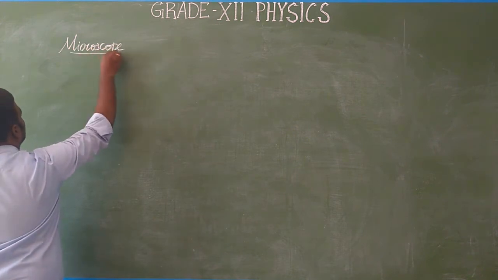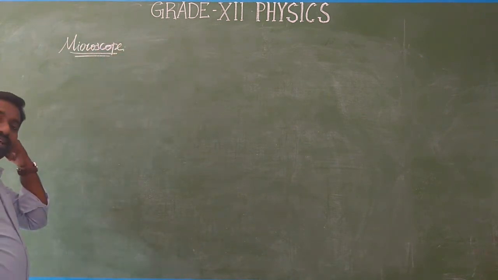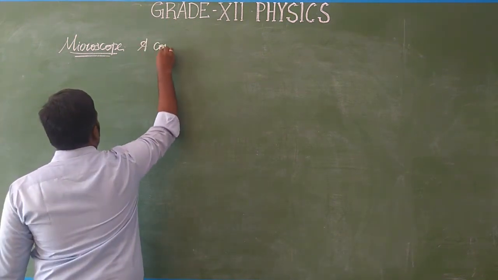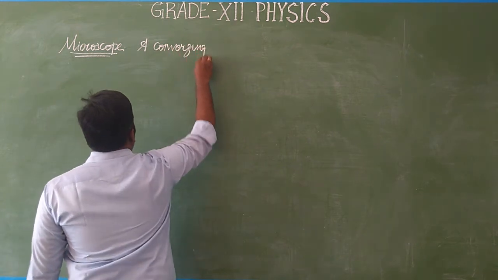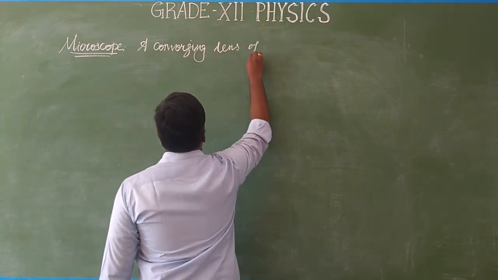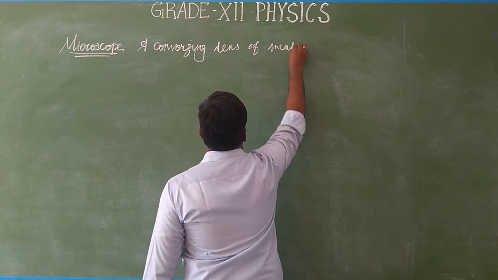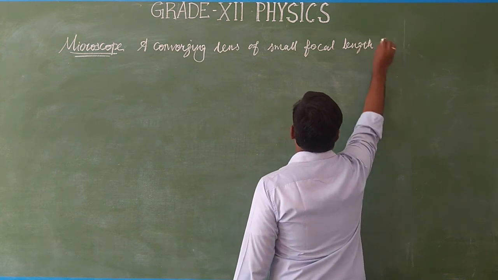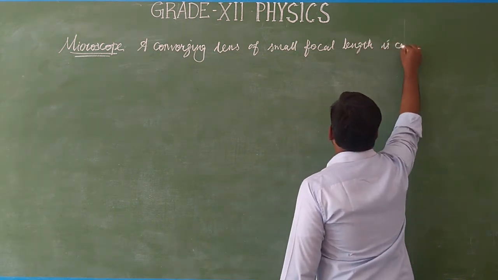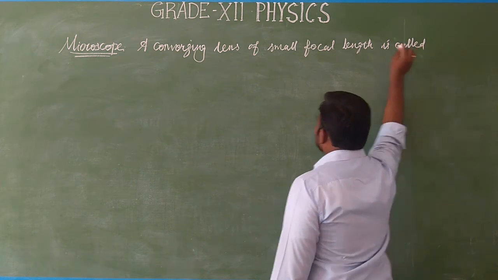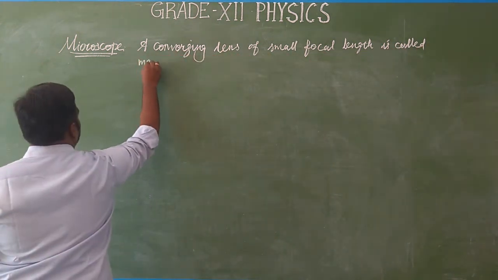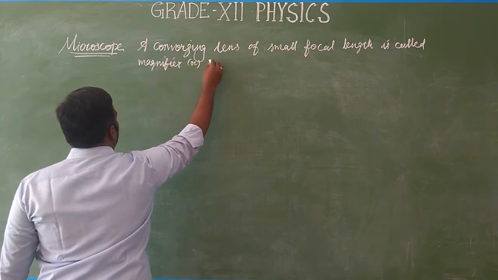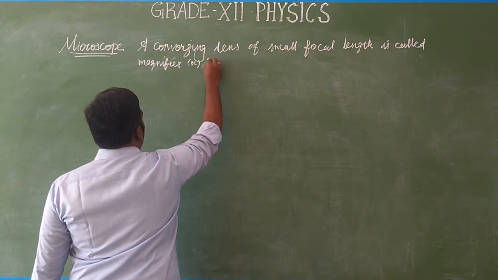So what is a microscope? A microscope is nothing but a converging lens of short focal length. A converging lens of small focal length is called a magnifier or a simple microscope or microscope.